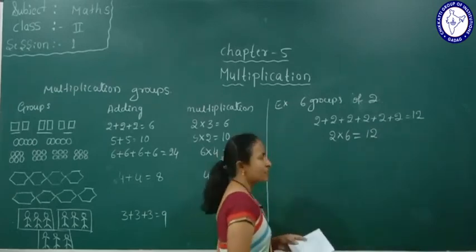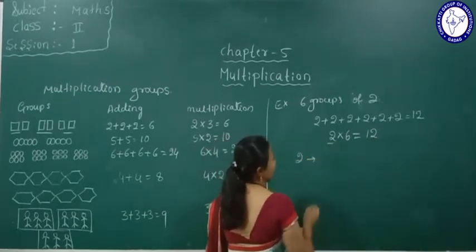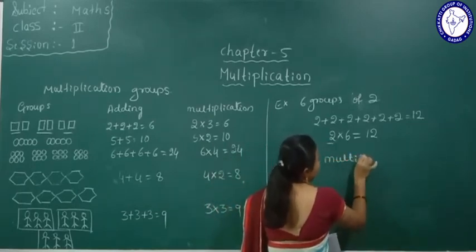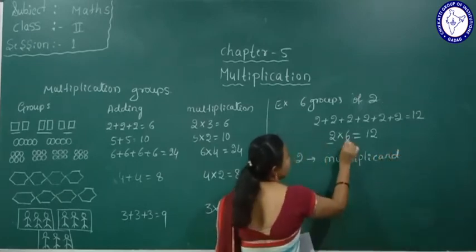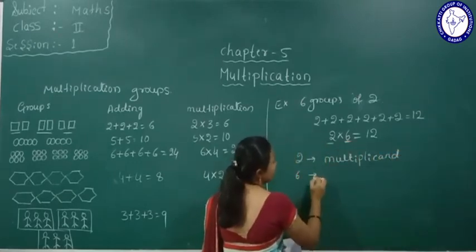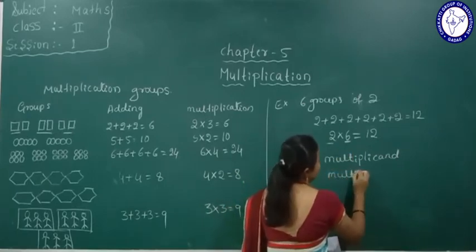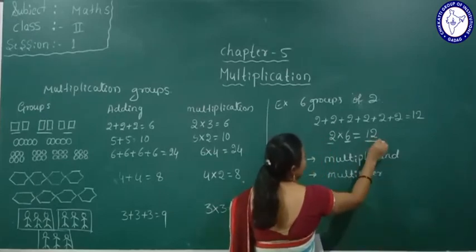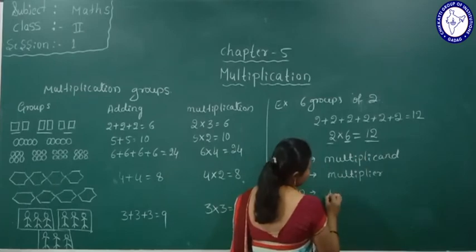Understood now? Yes. Here see, this 2 we can call the multiplicand. Multiplicand. Okay. So this 6 is called the multiplier. Multiplier. Okay. So 12, what can we call this one? This is the product.